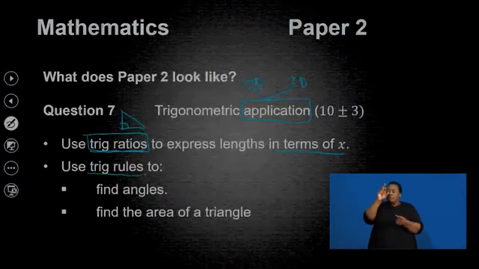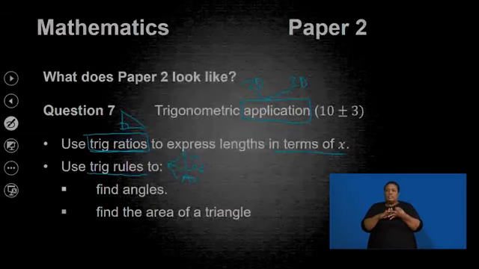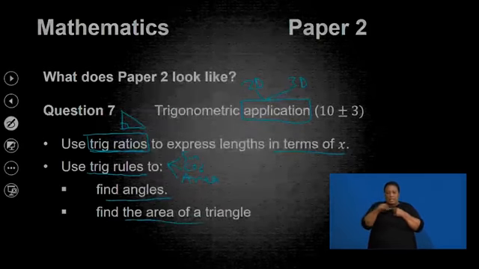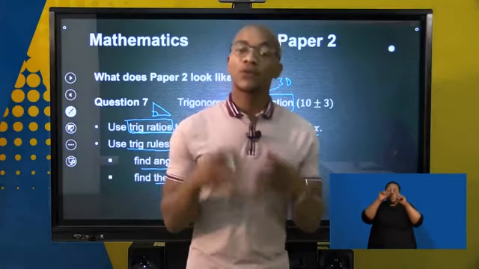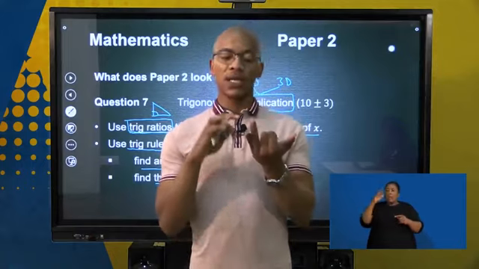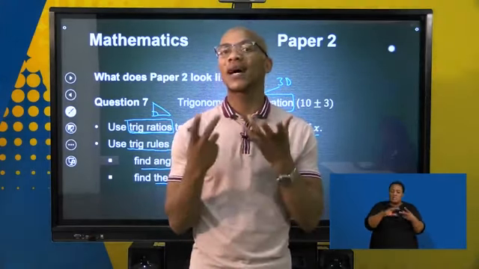And then with the rules I'm talking about, remember there's 3 rules that we look at. It's our sine rule, our cosine rule, and our area rule. So those are the rules we're talking about. You use them to find angles, and you also use them to find an area of a triangle. So remember, if you want to find angles, you can use either your sine rule or your cosine rule, depending on what you are given.